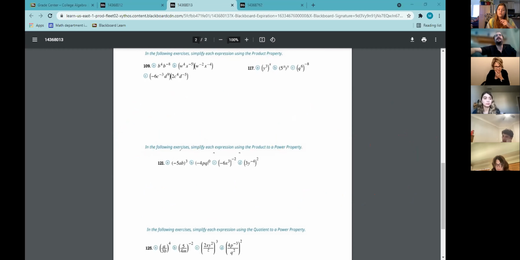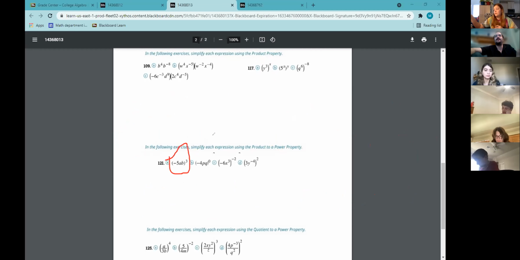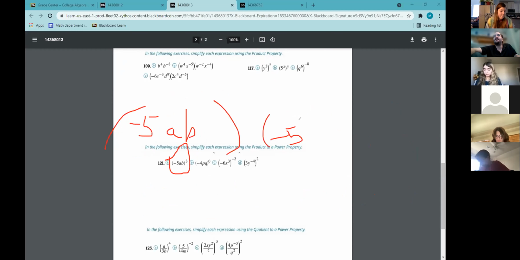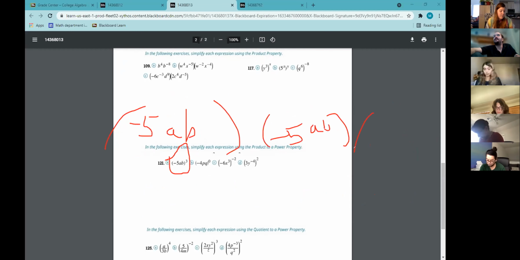Okay, so 121, I talked about this one. I want to do this one, and then I want to do this with a negative exponent. If this confused you and you had no idea how to do it, you know what exponents mean? You could write this thing out 3 times. Same thing 3 times. But this is -5 times -5 times -5. I think someone told me earlier, -125.